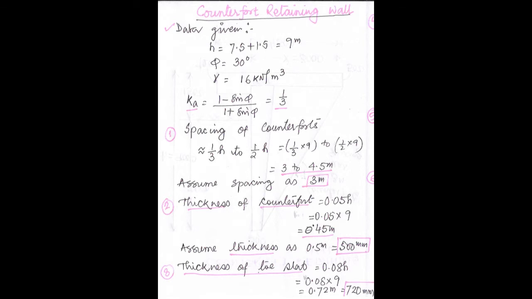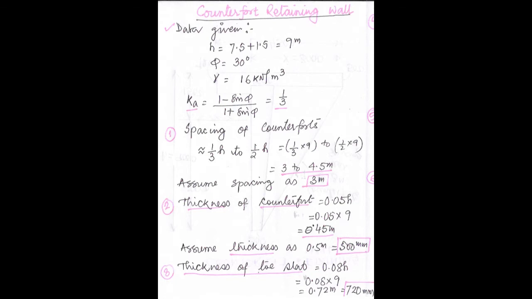Now let us start with the steps I have mentioned. So the spacing of the counterfort, first point, is 1/3 h to half h. So 1/3 into 9 is 3 meter, to 1 by 2 into 9, that is 4.5 meters. So you can space the counterfort 3 to 4.5 meter. Now it is up to you what value you choose. Here I am assuming the spacing of the counterfort as 3 meter. Box this value, because when we draw the retaining wall it will be handy if we box the important values.